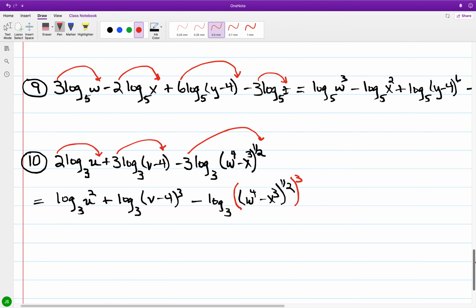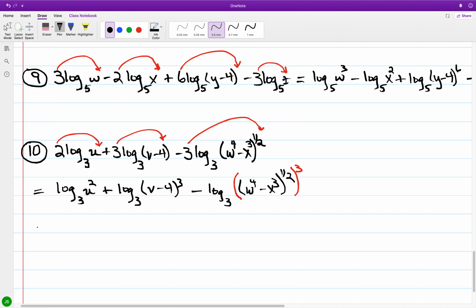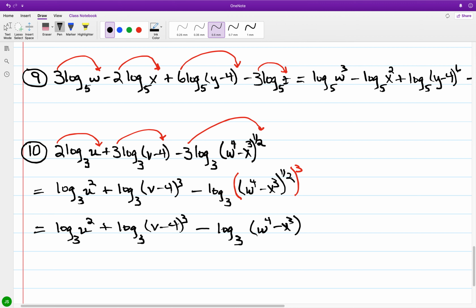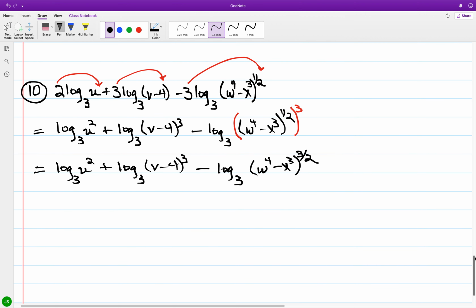Okay, so just momentarily putting the combining of the terms on hold. We have the base 3 logarithm of u squared again, plus the base 3 logarithm of v minus 4 quantity to the third. And now in the rewrite, we have the last term: w to the fourth minus x cubed quantity, to the 1/2 and to the third. Multiplying the exponents, we have this difference raised to the 3/2 degree.